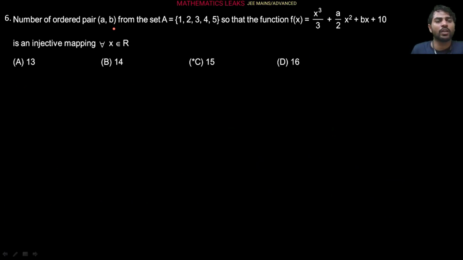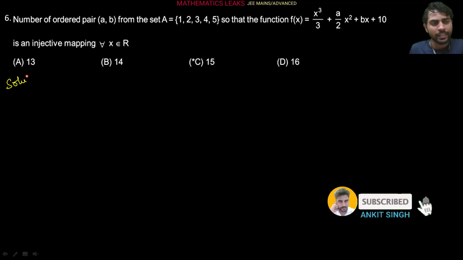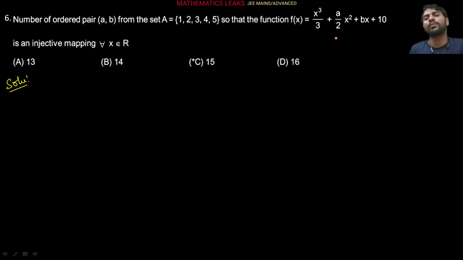Next question: the number of ordered pairs (a, b) from the set A equal to 1, 2, 3, 4, 5 such that the function f(x) equals x cubed by 3 plus a by 2 x square plus bx plus 10 is an injective mapping for all x belonging to R. So let's see. For the function to be injective, it should be one-one, right? We can easily find a one-one function if it is either increasing or decreasing in the entire domain. Increasing or decreasing is decided by its derivative, so let's find it.